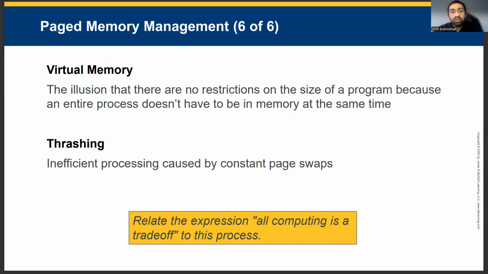Virtual memory allows processes to run regardless of their size relative to physical RAM. Only the necessary pages are loaded, creating the illusion of abundant memory. However, heavy swapping, called thrashing, occurs when the OS spends more time moving pages in and out than running programs. The slide asks how "all computing is a trade-off" relates. Virtual memory increases flexibility and capacity, but the trade-off is potential performance loss during high paging activity.